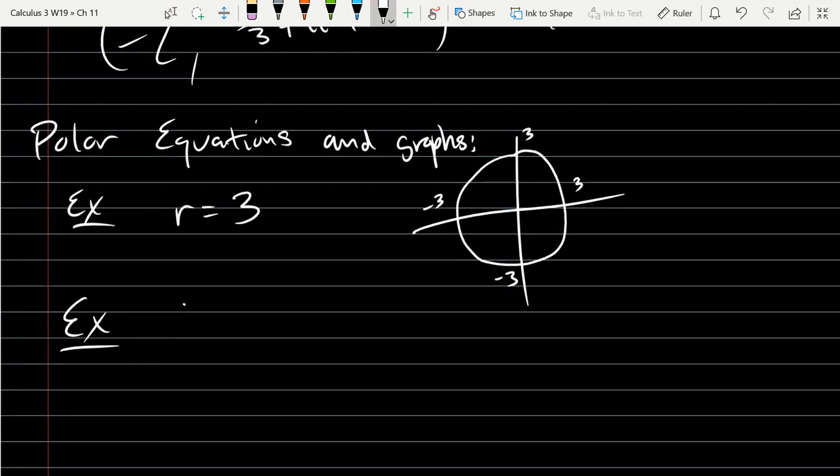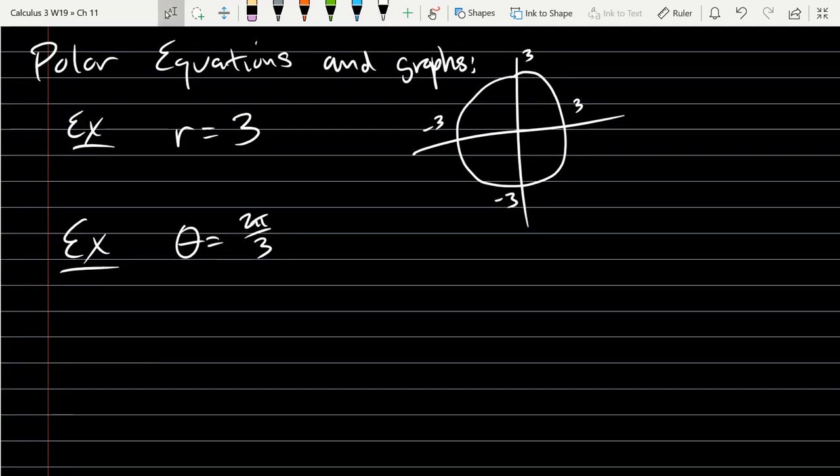And our next example: theta equals 2 pi over 3. So 2 pi over 3 is going to be right here in quadrant 2. In this example, theta's specified, so we know what angle to look at, but we don't know the radius, so the radius could be anything. If the radius is 0, we have the origin. If the radius is positive, it can be any positive value, so it's going to go up in that direction. And if the radius is negative, it's going to go down to the right. So here we get a line, and the angle is just specifying the slope of the line.